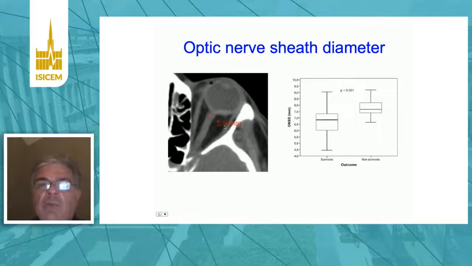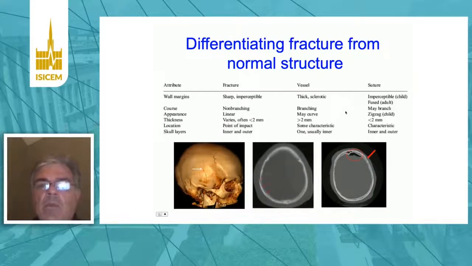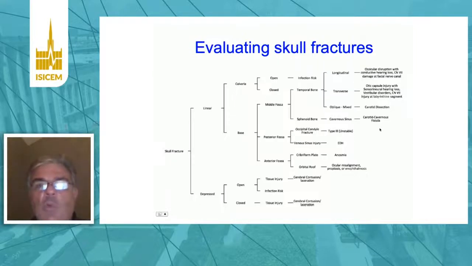Fractures are something that need to be differentiated from normal structures such as vessels or sutures. I will not go into the details of how that is done, but it is important to be able to see the normal from the abnormal. There are many different types of skull fractures, as you can see from this slide, and each has a different implication to management and care.